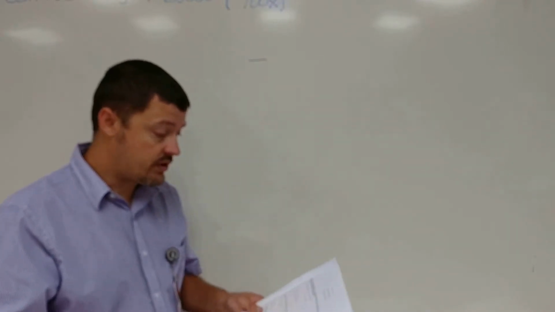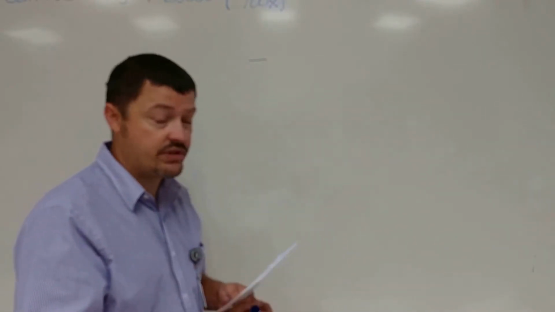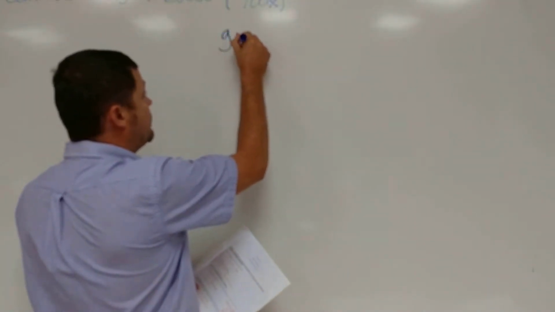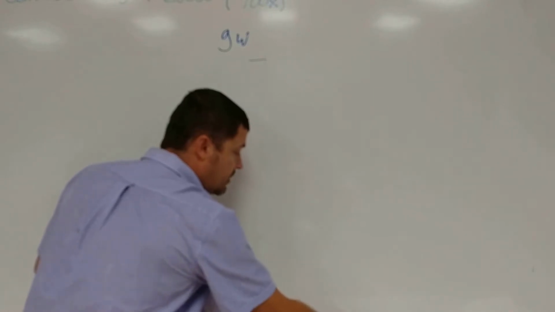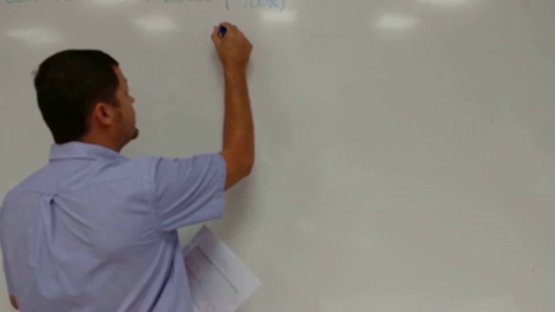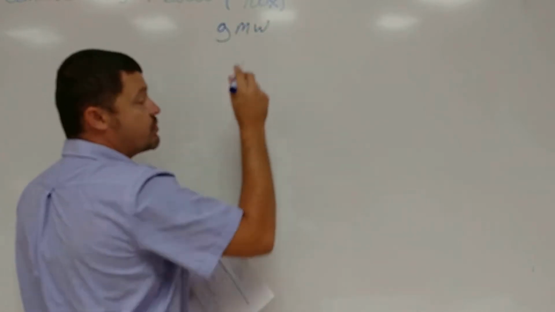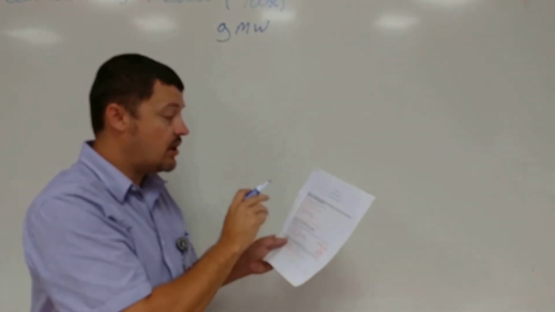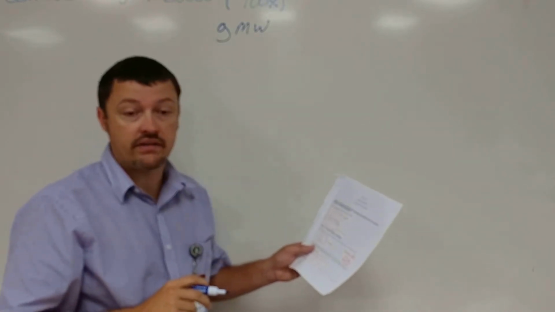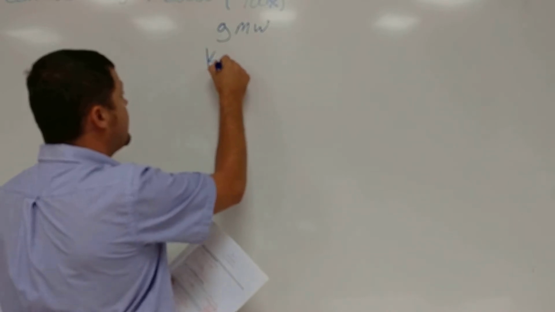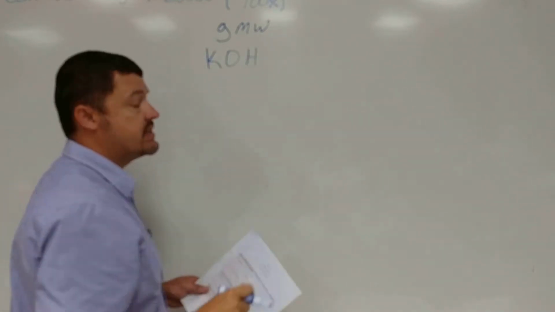So we're going to start off here with part 1, which is going to be figuring gram molecular weight, often abbreviated GMW, okay, gram molecular weight. This is real easy to do. In our first one here, it wants us to figure what is the gram molecular weight of KOH. Okay, so we have KOH, which is potassium hydroxide.